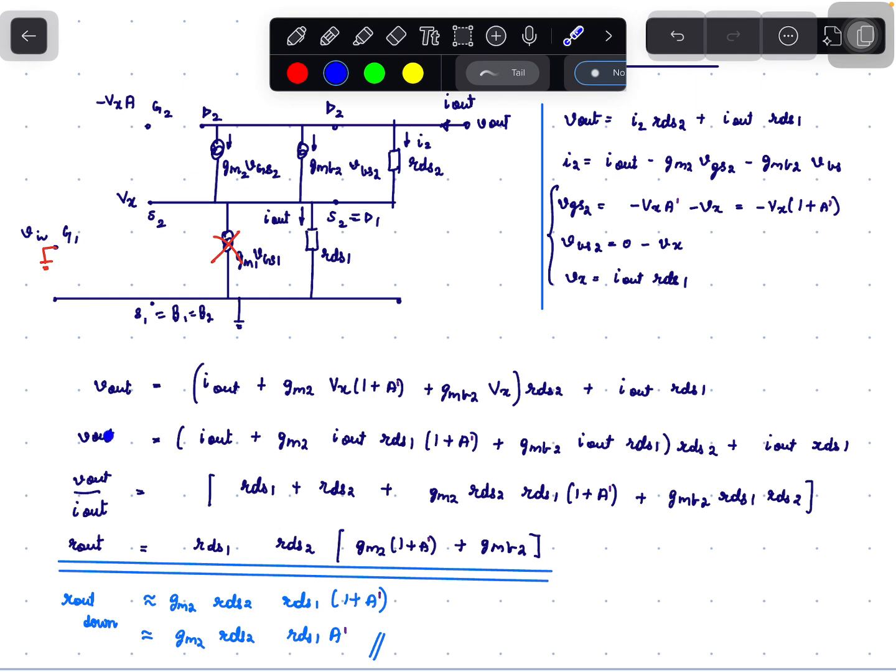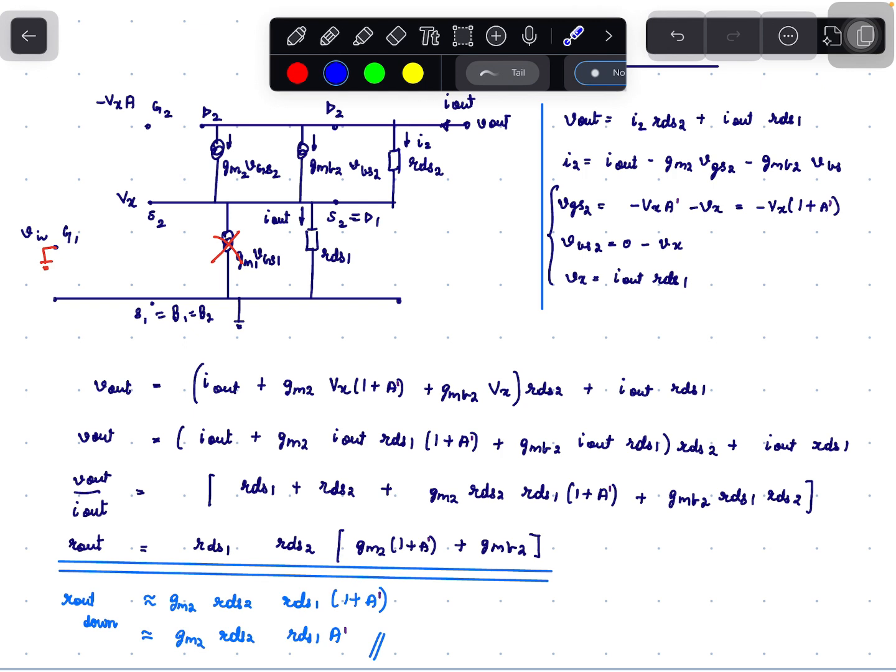Now write V out by I out. This is 1 plus GM2 RDS1 times 1 plus A dash plus GMB2 RDS1, times RDS2, plus RDS1. So this is the equation we get for R out.